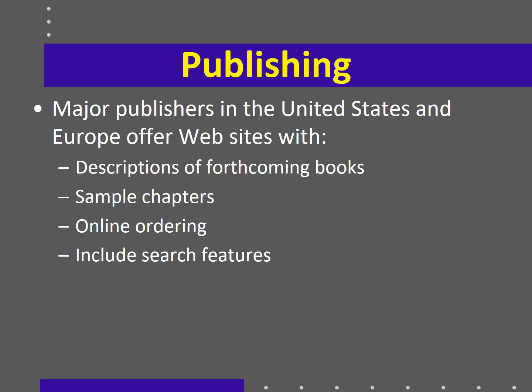Internet services can also be used for publishing different types of information. For example, our research articles, or the research, can be published with the help of the internet. Moreover, the books and other information related to our academics can also be published on the internet and be available to the audience worldwide. In the United States, major publishers offer websites with descriptions of forthcoming books, sample chapters, online ordering, and also search features.